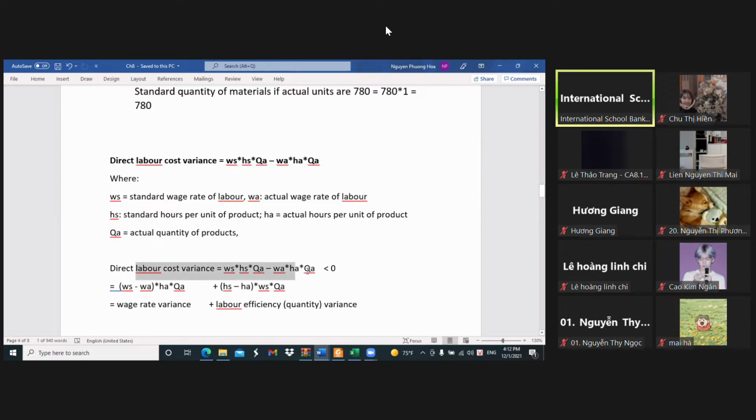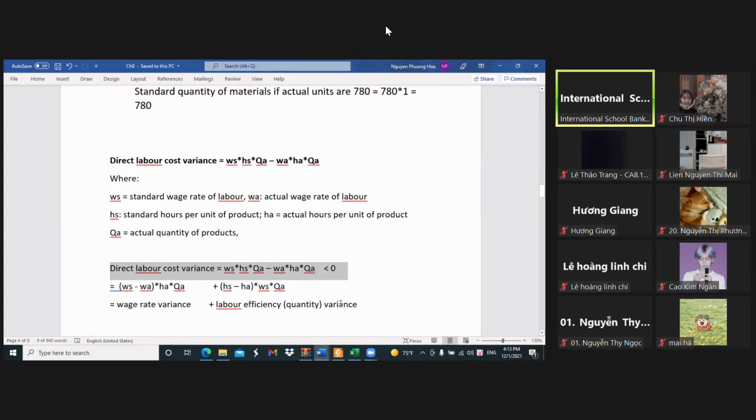Now the labor cost variance will be decomposed into the labor wage rate variance and the labor efficiency variance. The labor wage rate variance is a difference between the actual wage rate and the standard wage rate, right? And the labor efficiency variance is a difference between the actual hours per unit of product and the standard hours per unit of product. Now you calculate the direct labor cost variance, and at the end of the month you recognize that the labor cost variance is negative.